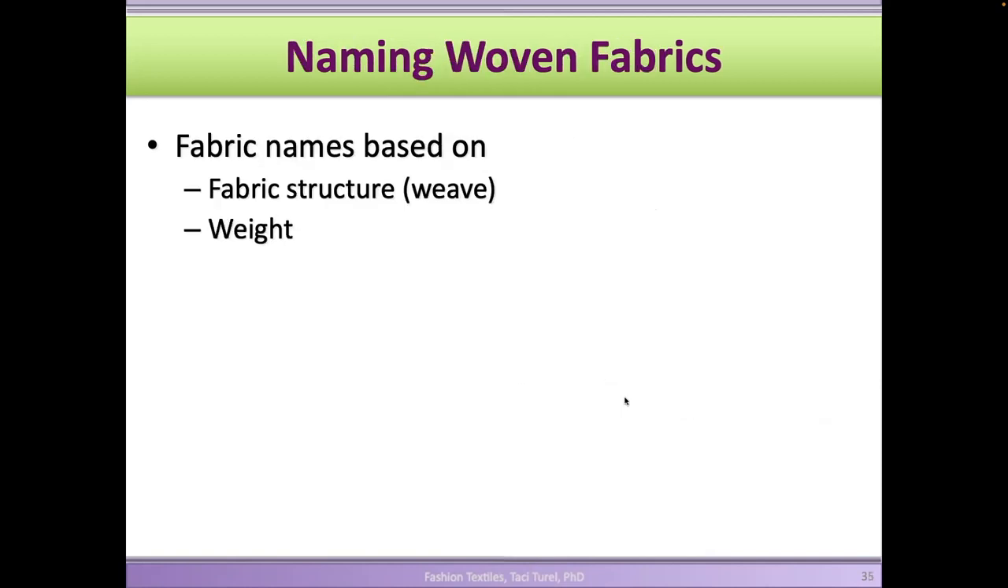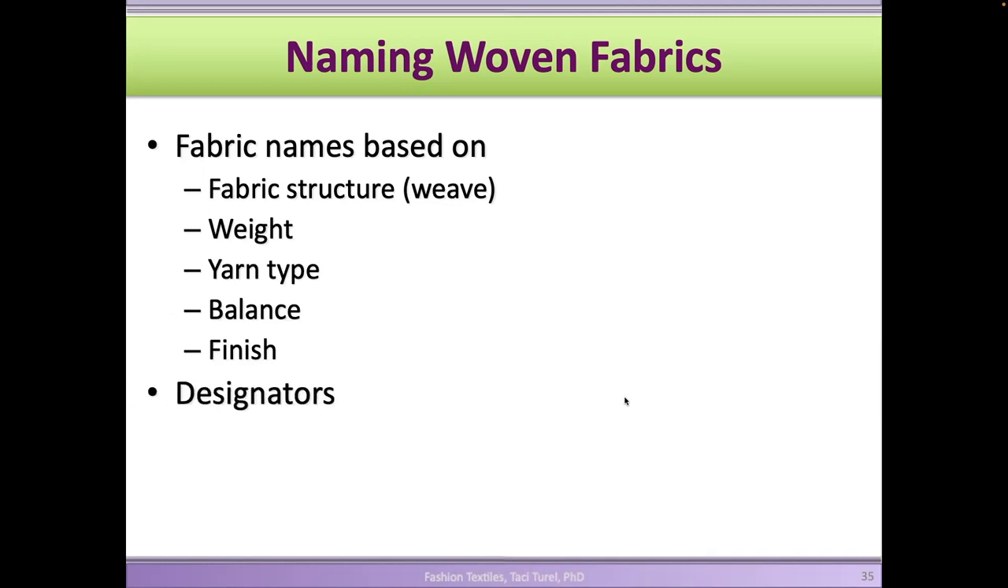When you're naming woven fabrics, we have so many different names for woven fabrics: broadcloth, jacquard, poplin, gingham. There are all these different names, Oxford. So the naming depends on the structure of the fabric or the weaving pattern, the weight of the fabric, sometimes the type of the yarn that is used, whether they are balanced or unbalanced, and what kind of finish they have on the fabric.